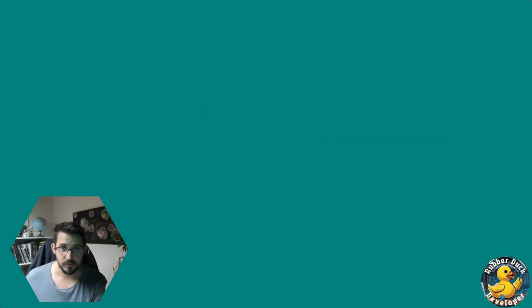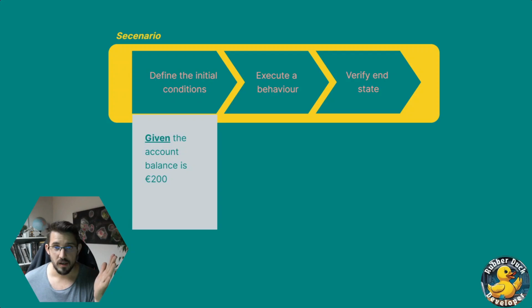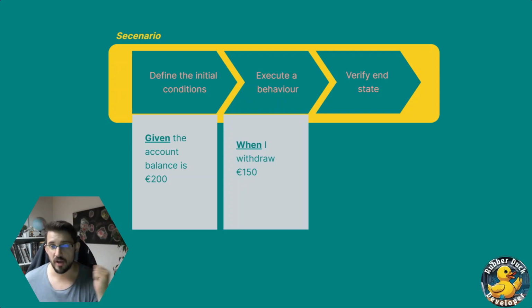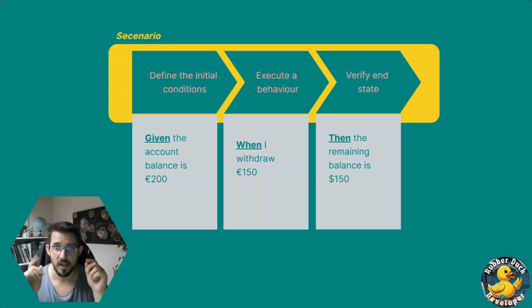How we do that, like the anatomy of a scenario, is based on these 3 columns. So a scenario is captured in that way. Given the account balance is 200, when I withdraw 150, the remaining balance is 150. And this given, when, then annotation is how we specify BDD scenarios. The language that's used here is called Gherkin, for these little cucumbers.